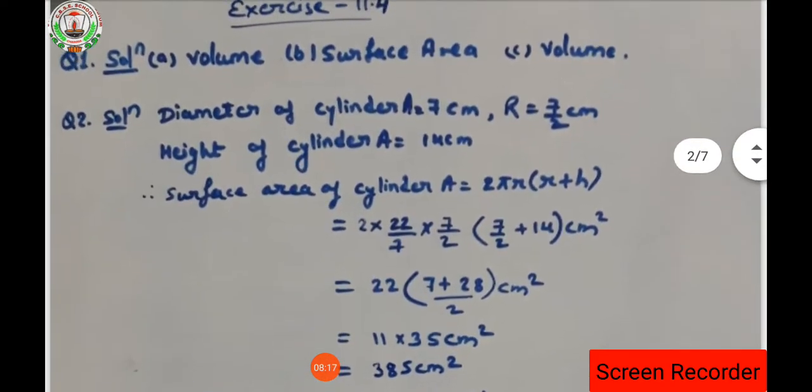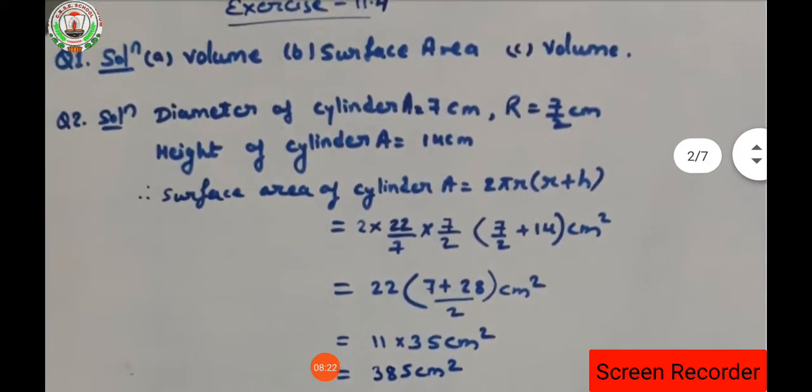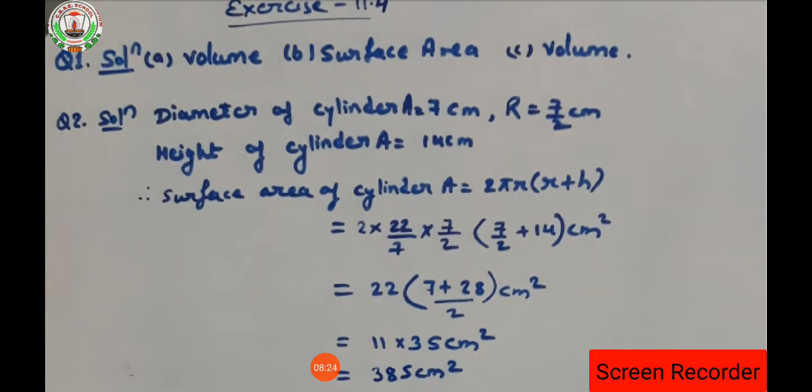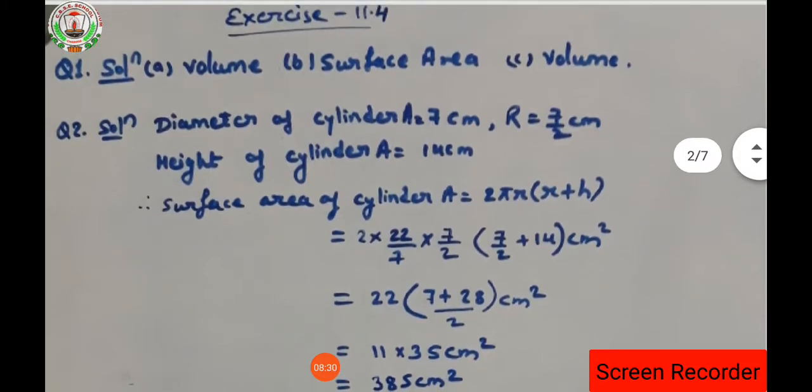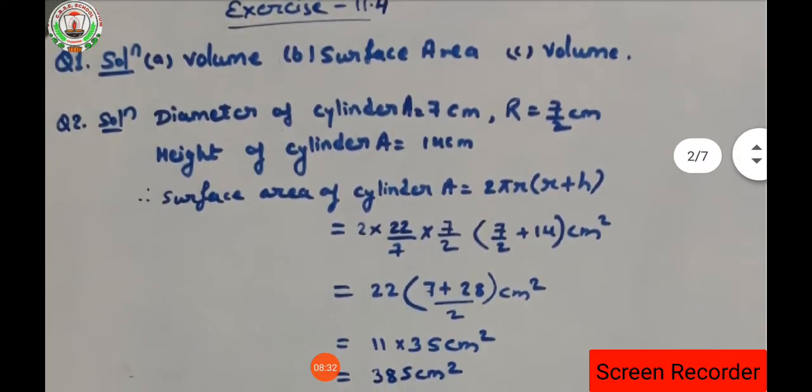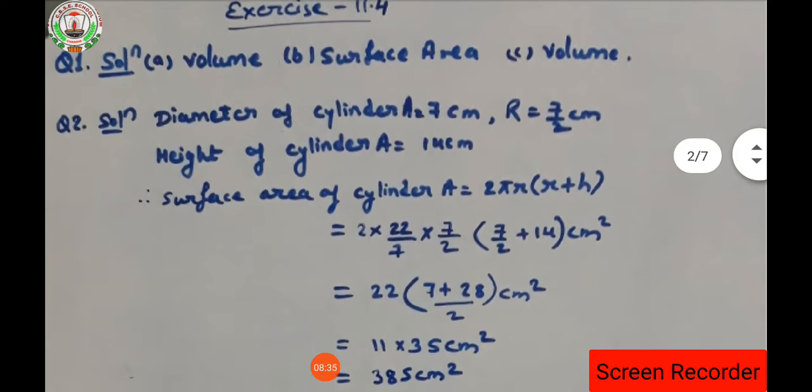So here is exercise 11.4, first question. What is given here? As I told the answer while explaining the question, the answer for question number 1: A is volume, B is surface area, and C is volume. We have to know the situation in which we have to find the volume and the surface area. By reading the question, it will be clear.